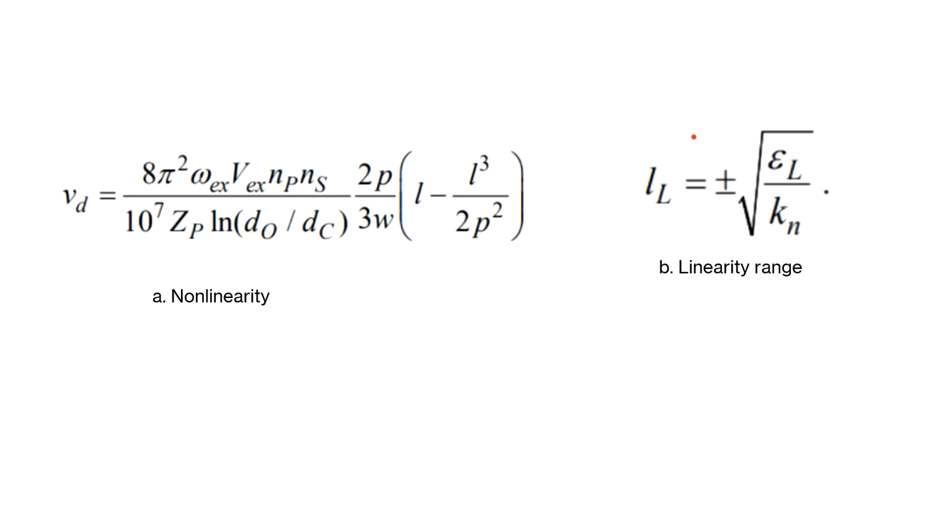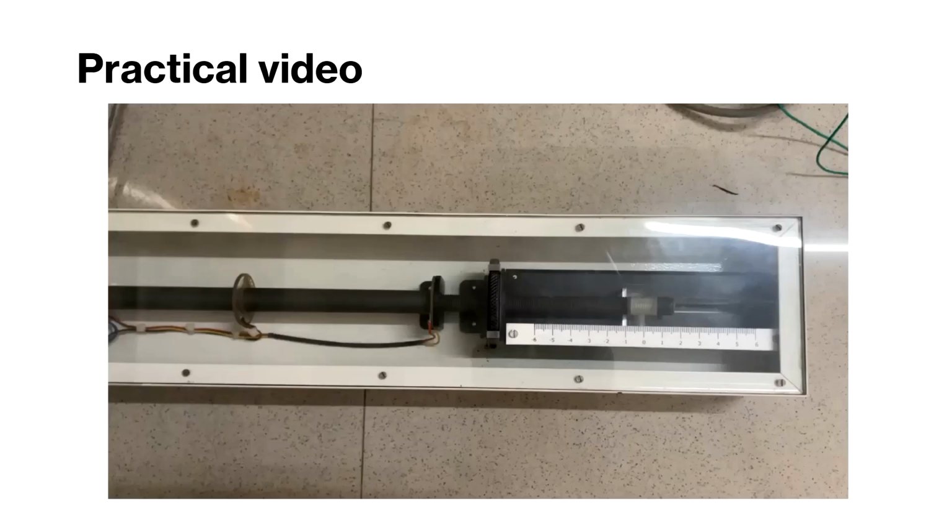Here is the formula of which I was talking in the previous slide. On the left side, you can see the formula. You can see after a certain range, where L becomes dominant, the non-linearity factors will become considerable. And the B figure shows us the linearity range. So let's see the practical video that I have performed.